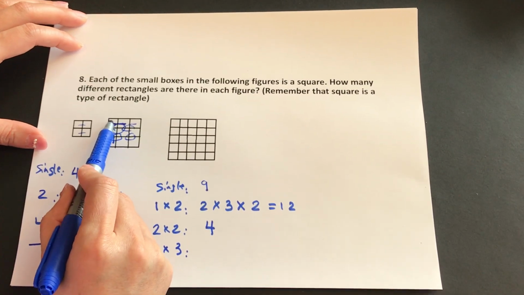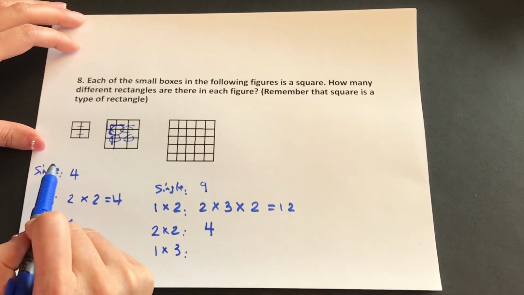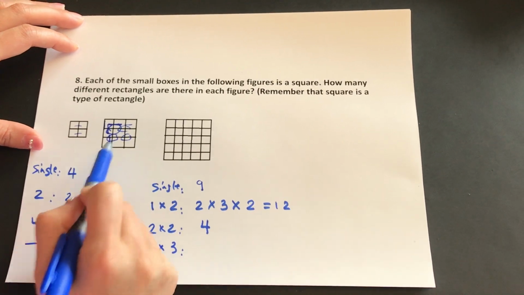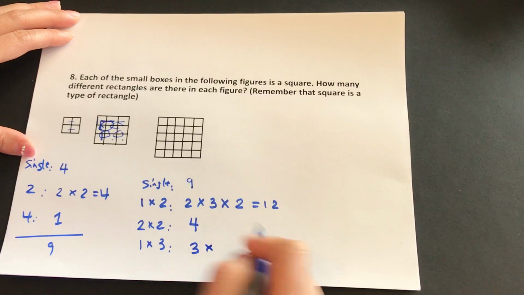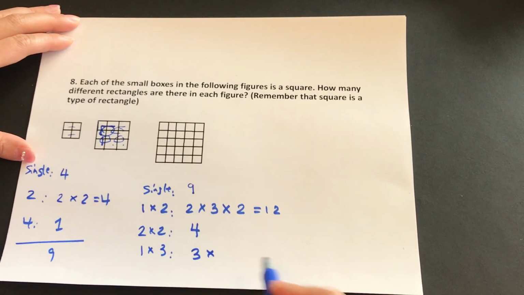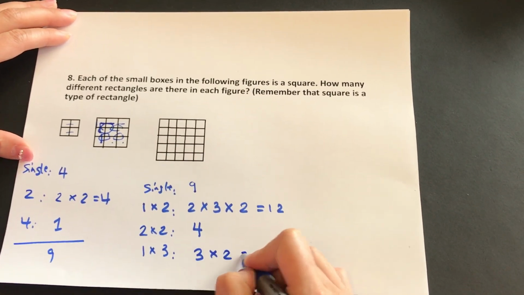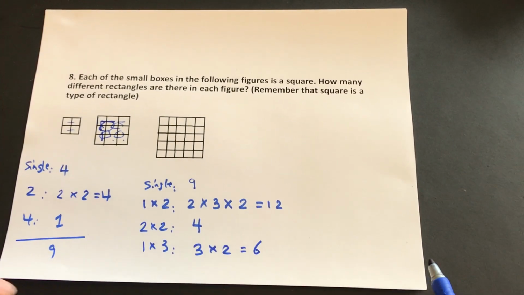We also can have 1 by 3. So horizontally, we can have 1, 2, 3 together, 1, 2, 3 together, 1, 2, 3. So 3 horizontally, and we have vertically 3 rectangles as well. So double that, that's 6.